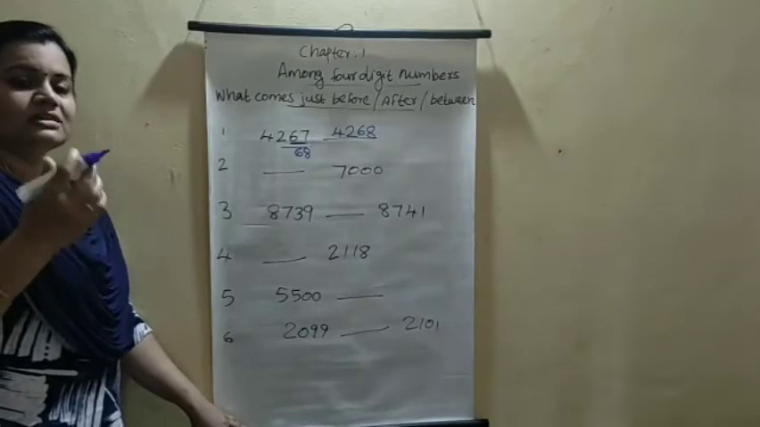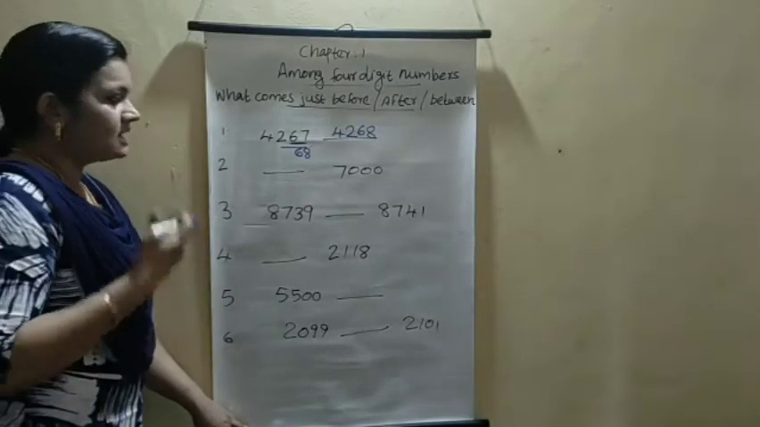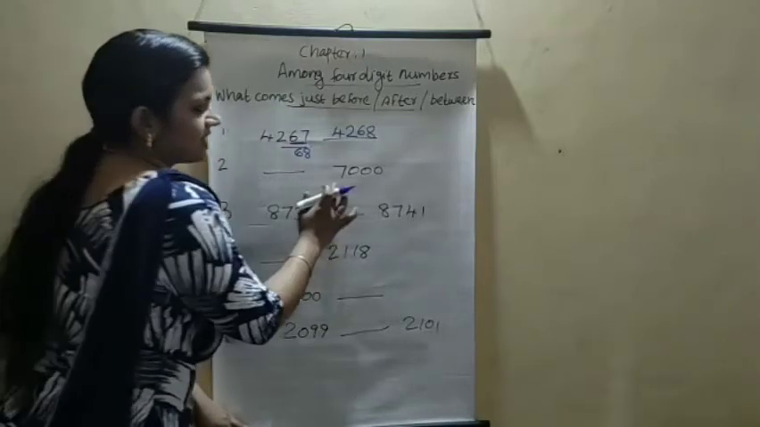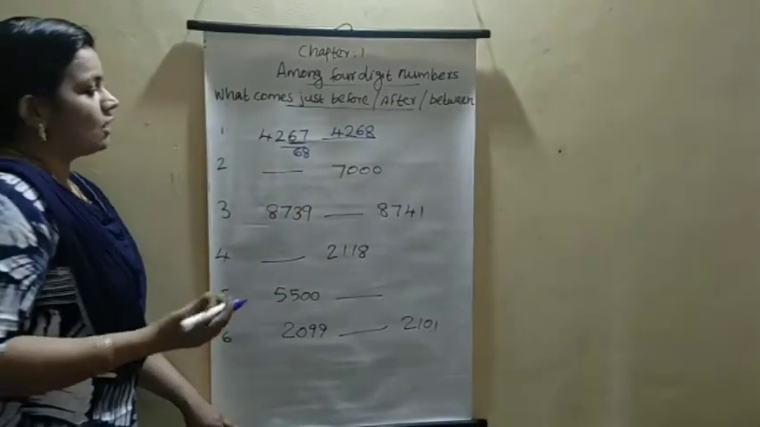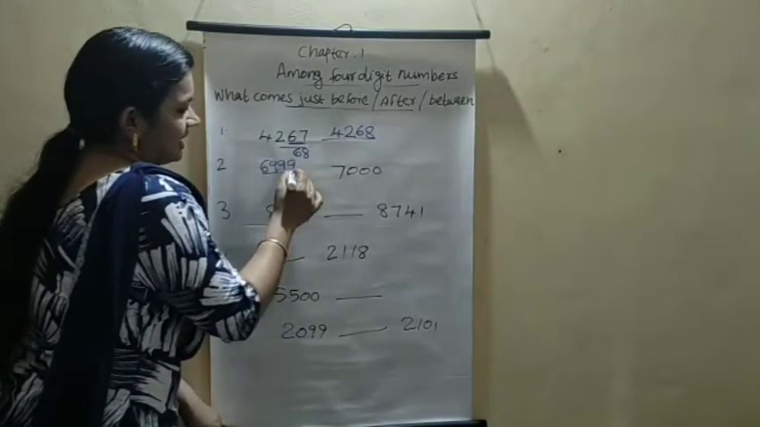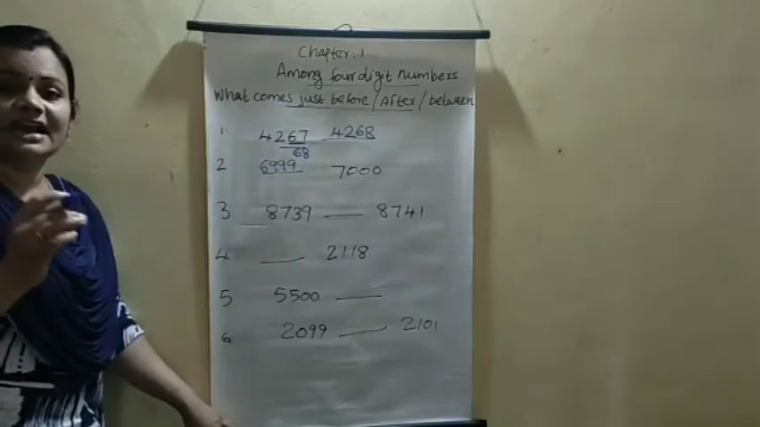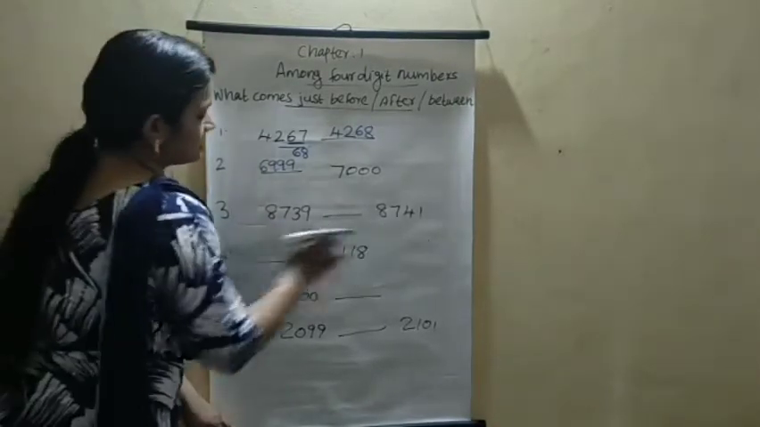Next, 7000. Just before: which number comes just before 7000? We write 6999.